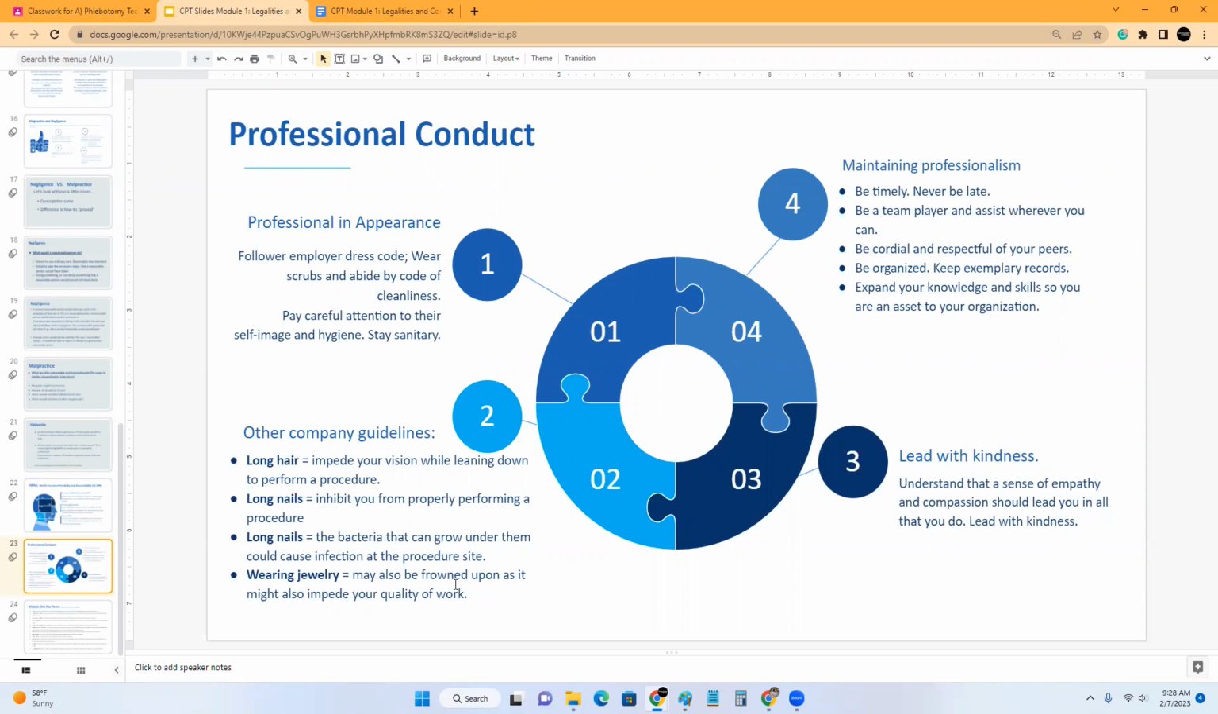Expand your knowledge and skills so you are an asset to your organization.